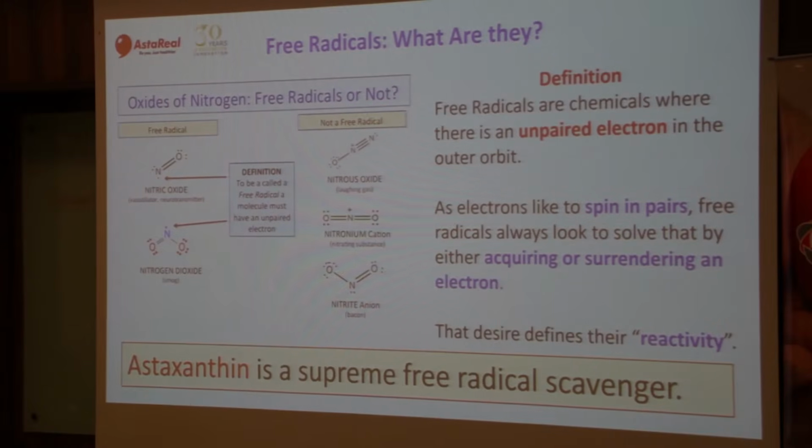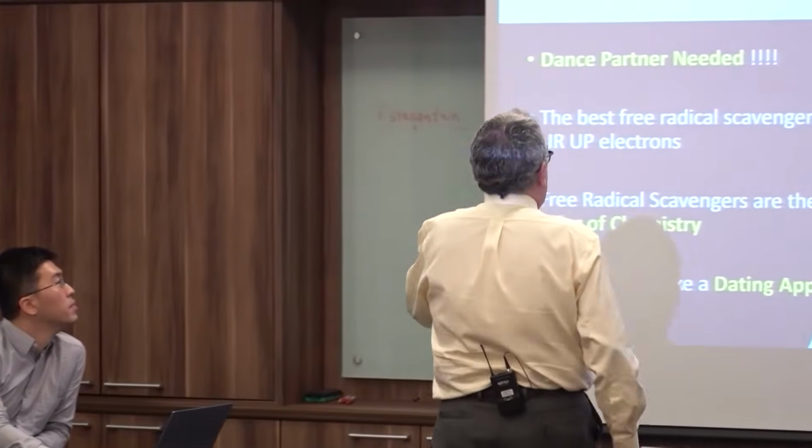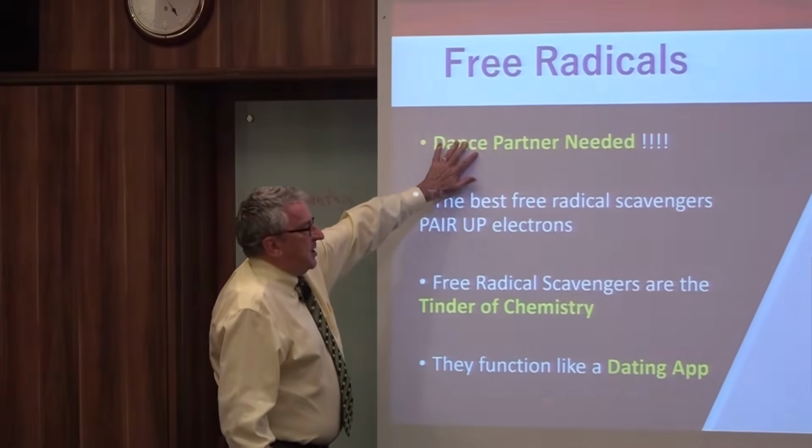The difference between what's a free radical and what is some other reactive species is that a free radical has an unpaired electron in its outer orbit. Nothing to do with charge, it's just spinning around unpaired. Why is that important? Because electrons love to spin in their orbits in pairs. The way I like to talk about it is dancing partners. Excellent. So, a free radical wants a dancing partner.